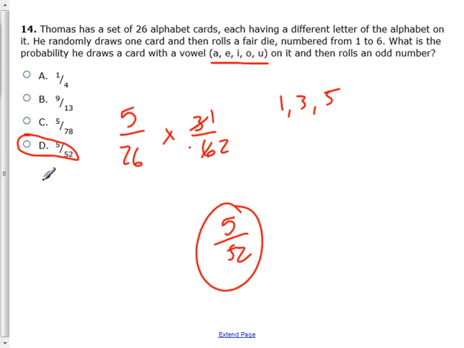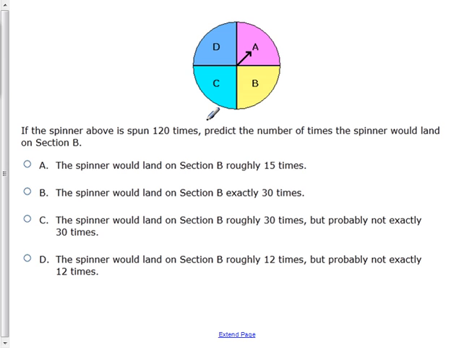Okay. So again, we take the probability of one thing happening times the probability of another thing happening. All right, our last example for today: if the spinner above is spun 120 times, predict the number of times the spinner would land on section B. Now, first I have to take a look and make sure that all these sections are equal. As long as they are equal, okay, this would be kind of a 1 out of 4 chance right there. And this is a 1 out of 4 chance, okay, because they're all the same size.